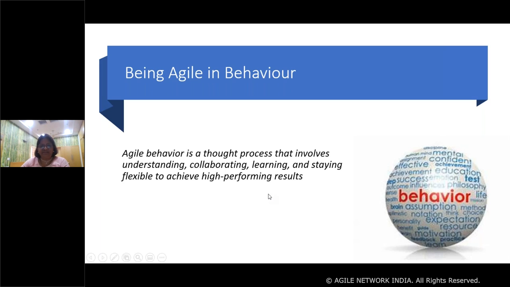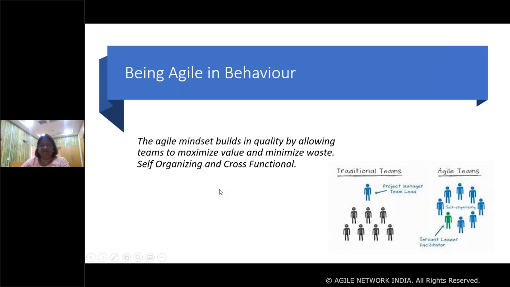And everyone interacted. There was no such thing as hierarchy. This was actually the key thing about being agile in behavior. Yeah, then we have the agile mindset builds in quality by allowing teams to maximize value and minimize waste. We try to deliver value with very little waste.